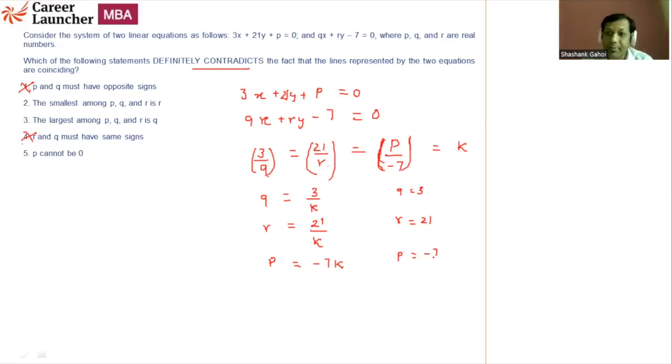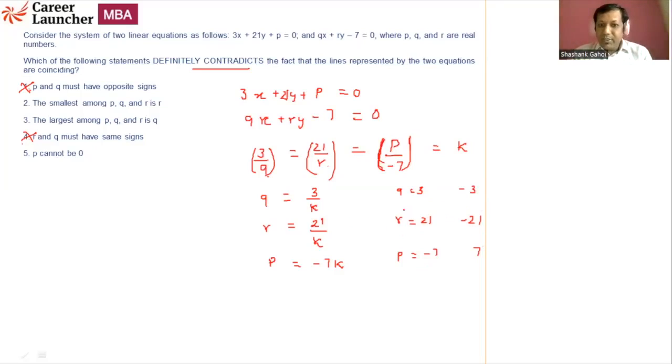I am going to take the second possibility. K is equal to minus 1. So if K is equal to minus 1, Q becomes minus 3, R becomes minus 21, and P becomes plus 7. So in one case, R is maximum. In one case, R is minimum.